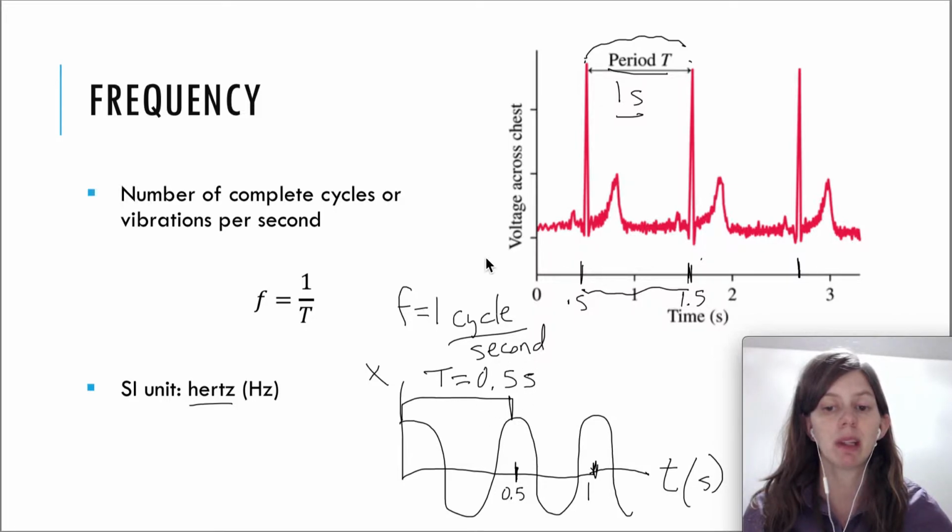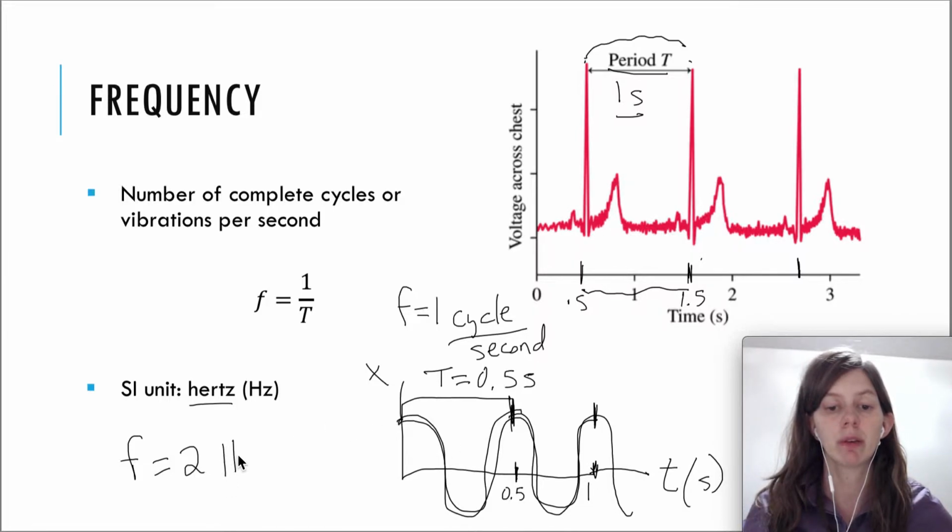Now what is the frequency for this graph? The frequency is the number of cycles per second. Can you see that there are 2 cycles? There's 1 cycle here and then another cycle here. There are 2 complete cycles per second. You see we've gotten to 1 second here. So the frequency is 2 hertz, 2 cycles per second, while the period was 0.5 seconds. So you can see that there is an inverse relation between period and frequency. If you do 1 divided by 0.5, you do get 2.